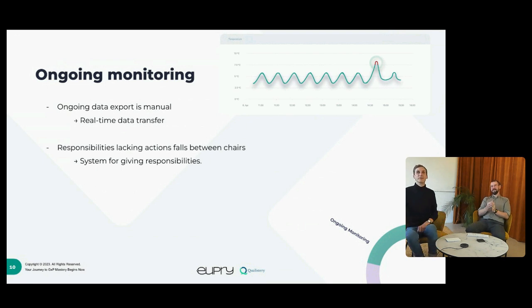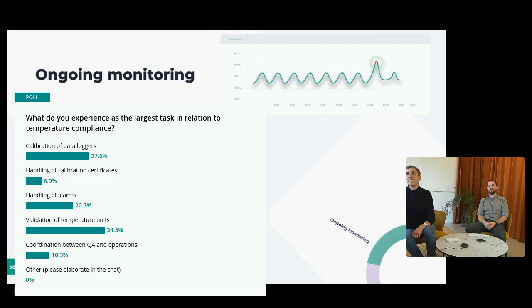Sure. I think we should maybe take a look at the poll here. So there's a really widespread time used on. I think the most predominant ones are calibration of loggers, handling of alarms, and validation of temperature units. And that seems to fit nicely with what we view out there as well. There's some more responses coming in here, and this is definitely one of the things that we'll touch base with moving on here.